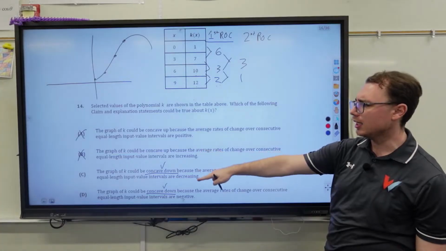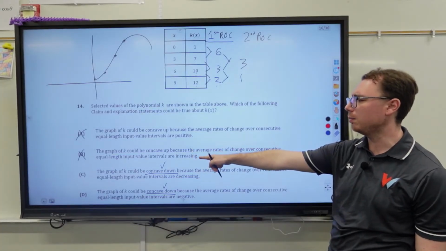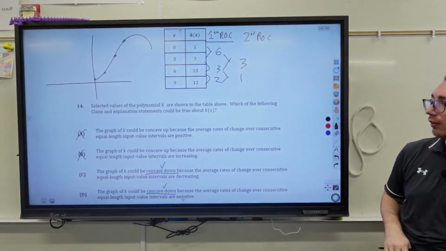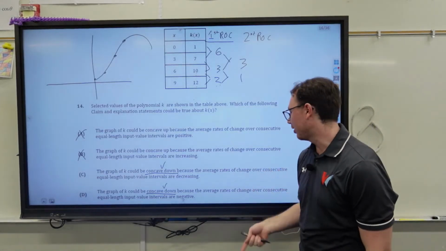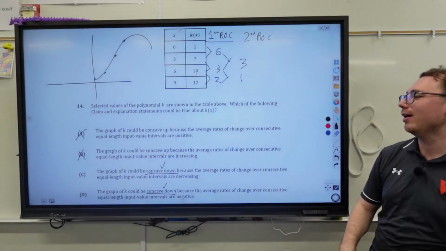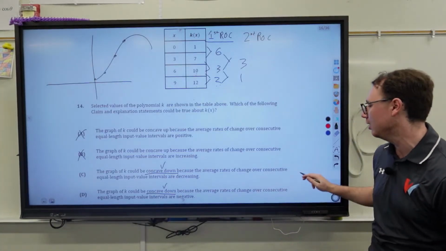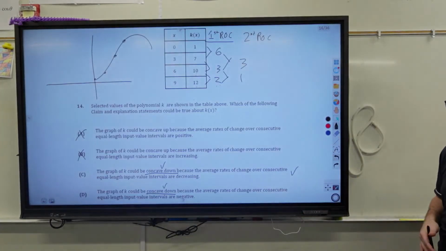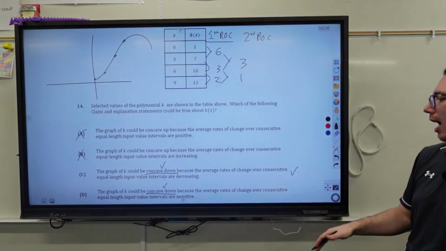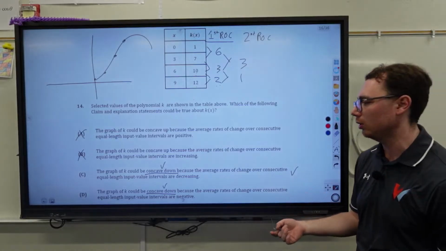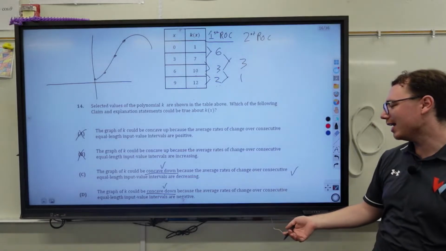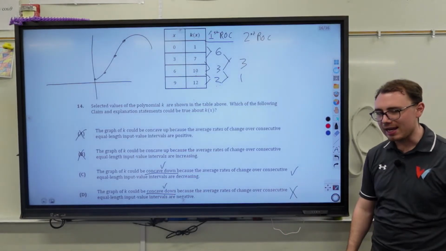Now the difference for C and D. The graph of K could be concave down because the average rate of change over consecutive equal length input value intervals are decreasing. I like that here. For D though, the graph of K could be concave down because the average rate of change over consecutive equal length input value intervals are negative. Well, we know they're not negative.